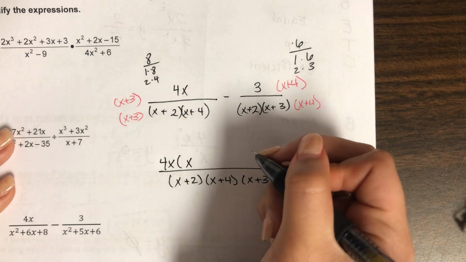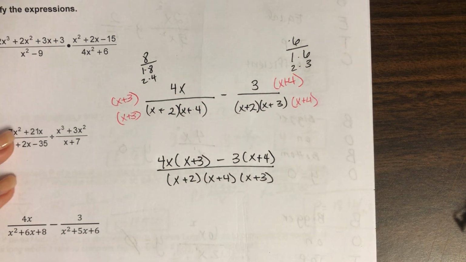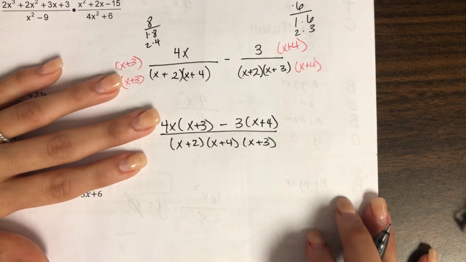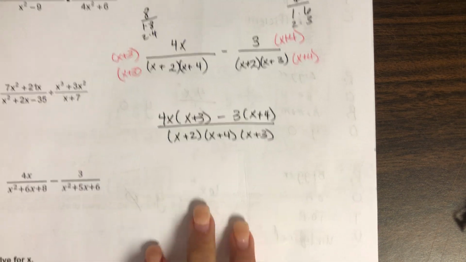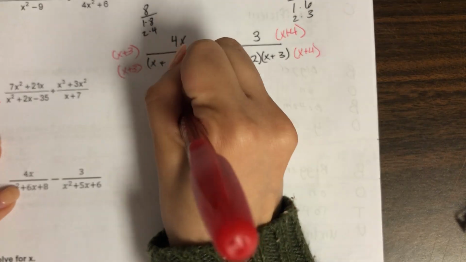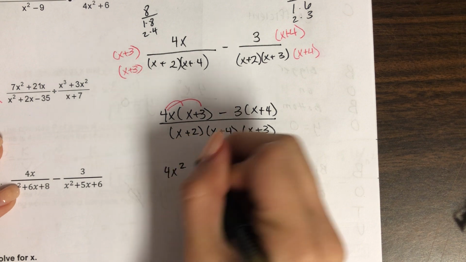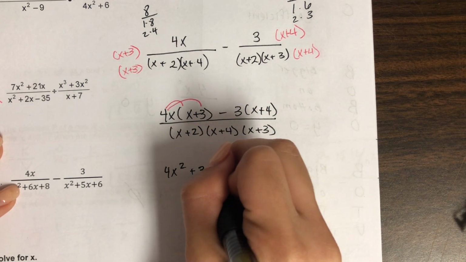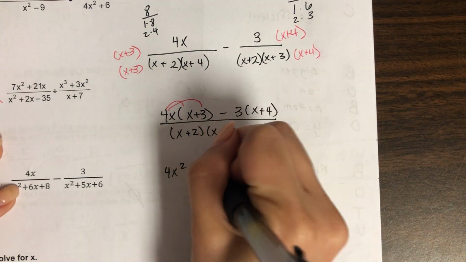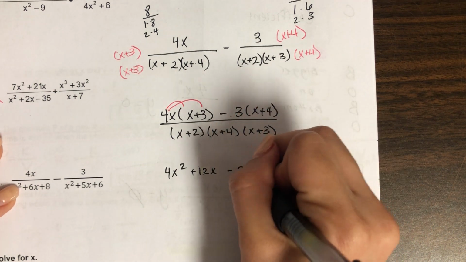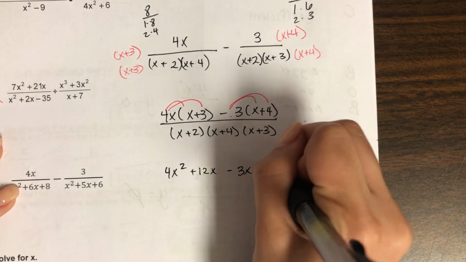So 4x times x plus 3 minus 3 times x plus 4. This is great, but you guys are better than that, and you can definitely make it prettier. So we're going to go ahead and factor that out. 4x times x is 4x squared. 4x times 3 is, nope, I make mistakes too, 12x minus 3x. Remember, this negative goes to both, and this is also minus 12.